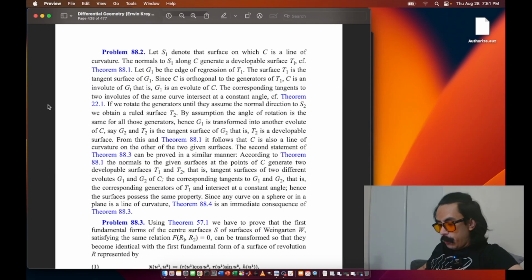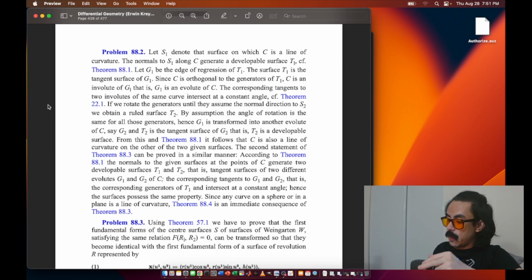What I told you. If we rotate the generators until they assume the normal direction to S2, we obtain a ruled surface T2. By assumption, the angle of rotation is the same for all those generators. Hence, G1 is transformed into another evolute of C, say G2, and T2 is the tangent surface of G2. That is, T2 is a developable surface. From this and theorem 88.1, it follows that C is also a line of curvature on the other of the two given surfaces. The second statement of theorem 88.3 can be proved in a similar manner.